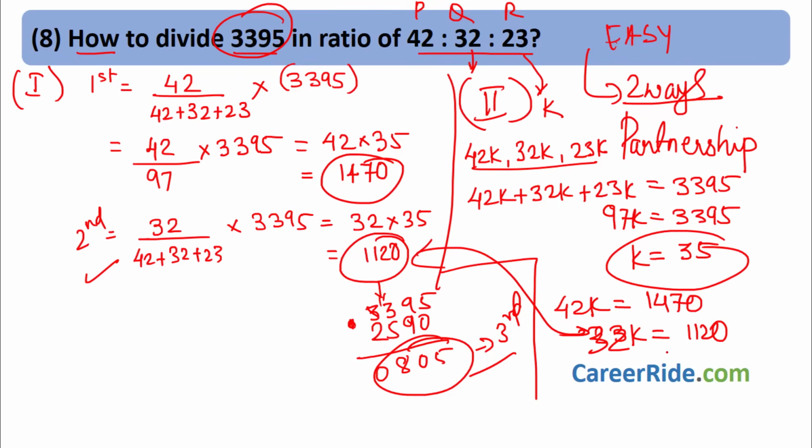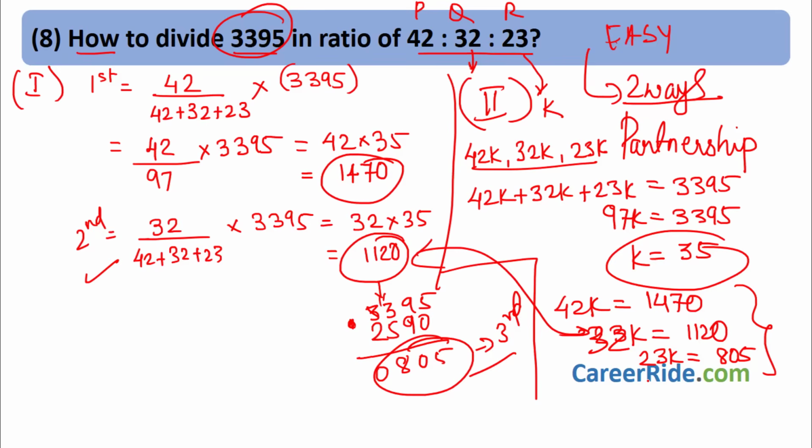And the third part, again you can add and subtract, or you can have it as 23k, that would be equal to 23 into 35, which is 805. So these are the 3 parts. Any method you can go by, it's your choice. Go by the method where you feel comfortable and can calculate very fast.